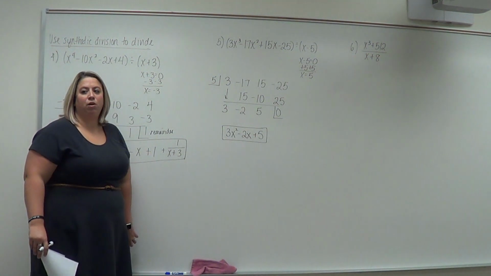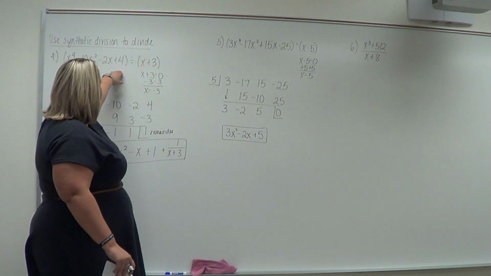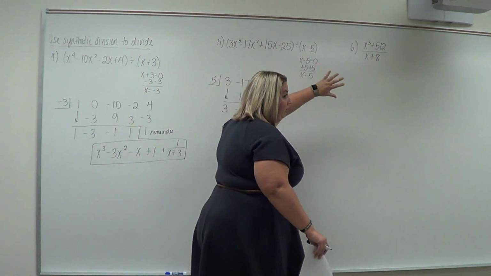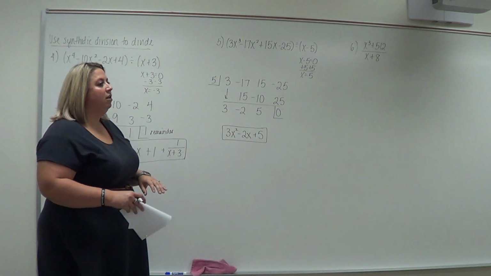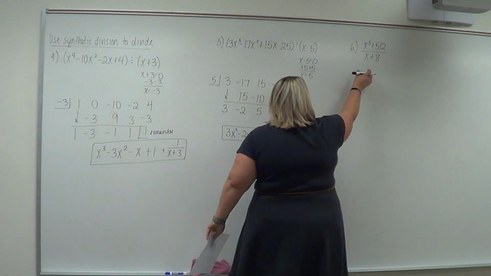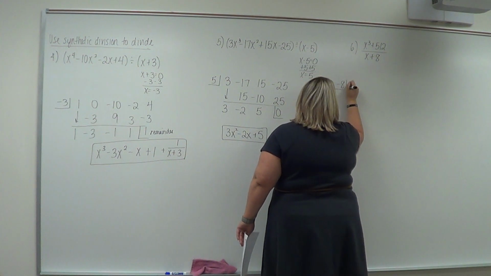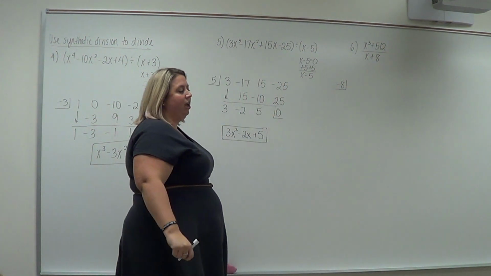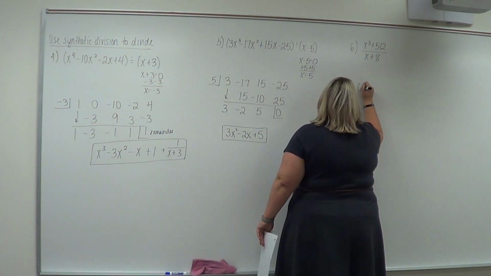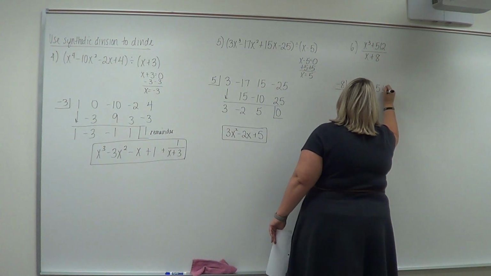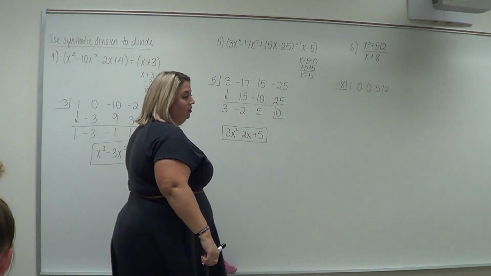Okay, what does a fraction bar mean? Divide. Okay, so if it's written like this, it's the same thing as this. They just didn't write it out. They just wrote it as a fraction. So what would be my number that I put in the little box? Negative 8. Good, because you're dividing by x plus 8. So if I set that equal to 0 and solve, I would have negative 8 out there. Okay, and then what would be my coefficients? Good. Okay, since it's missing the x squared and the x, you're going to have to put your zeros in there.